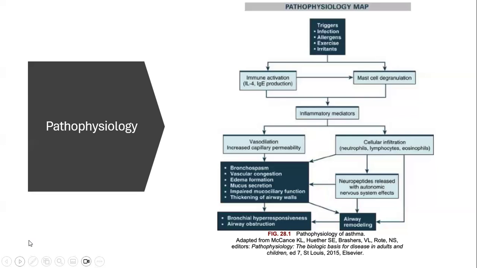With chronic and repeated inflammation, structural changes called airway remodeling may occur. This includes thickening of the basement membrane, fibrosis, smooth muscle hypertrophy, and increased vascularity, which can result in persistent airflow limitation that becomes less reversible over time. It is really important for you to understand the whole pathophysiology because it will help you to understand what implementation you can do for your patients.